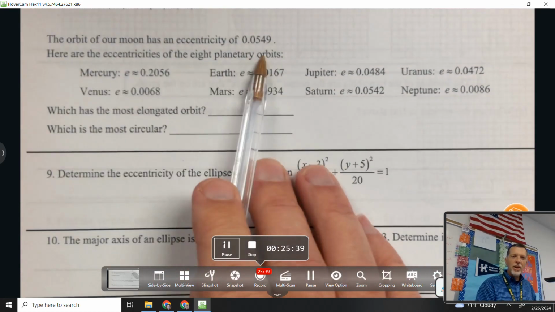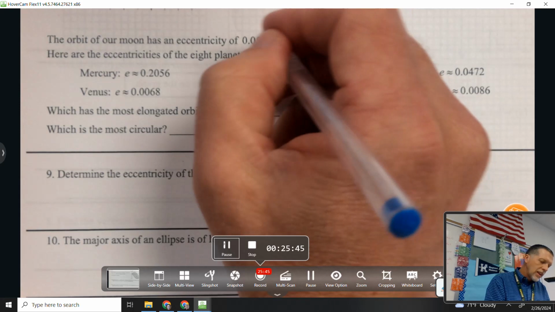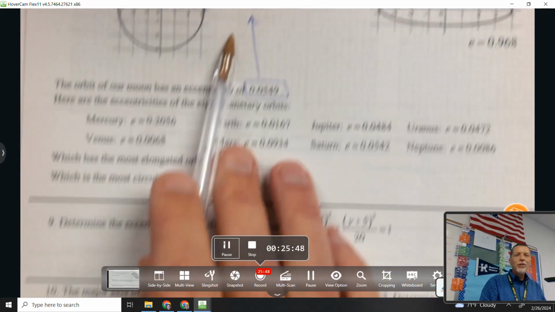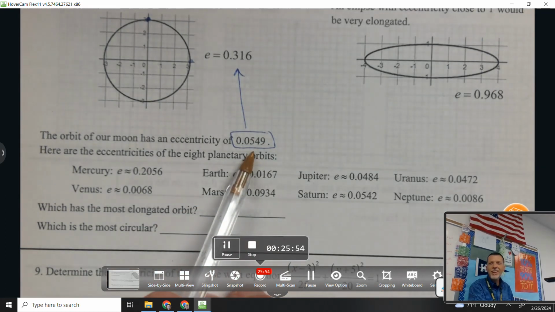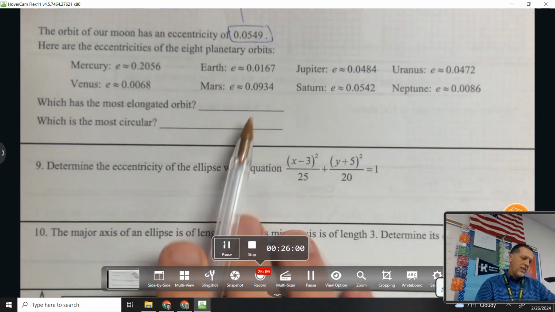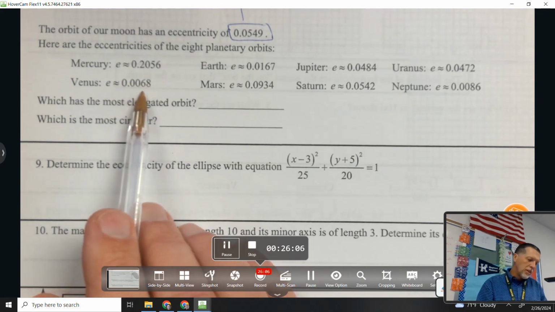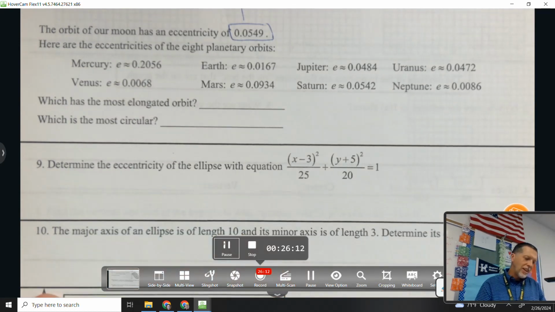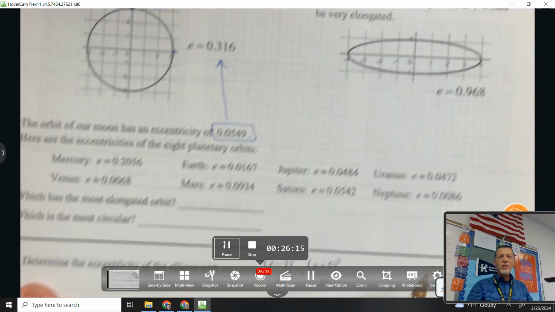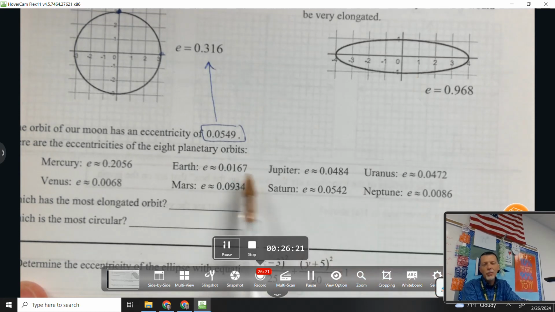Here's just some random information. The orbit of our moon has an eccentricity of 0.0549. Okay, well, look at how close 0.316 was to being a circle. That's pretty circular. So 0.0549 is really close to a circle. Same with all the other planets. 0.2, I guess that would be the most elliptical of the orbits. But that's still pretty circular. So when you look in those textbooks and they draw the planets orbiting like that, no, if they drew it to scale, they'd all pretty much be circles.